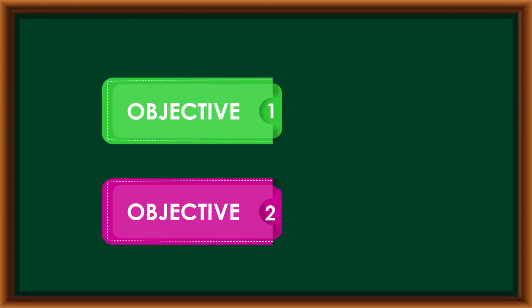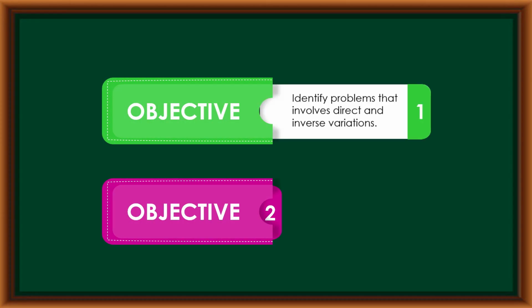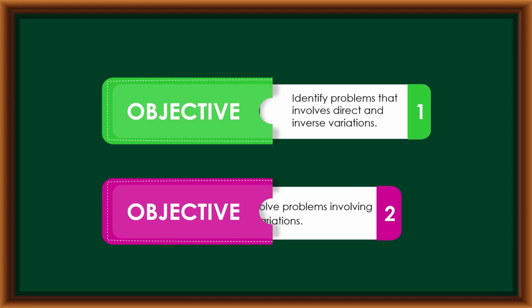Here are our objectives for today's tutorial. First, identify problems that involve direct and inverse variations. Second, solve problems involving variations. Let us first recall the variations that we have discussed.